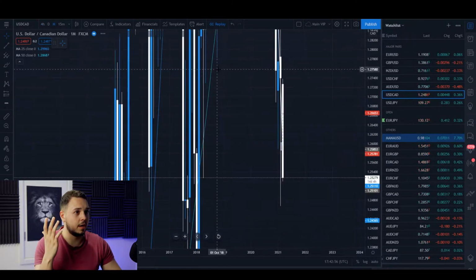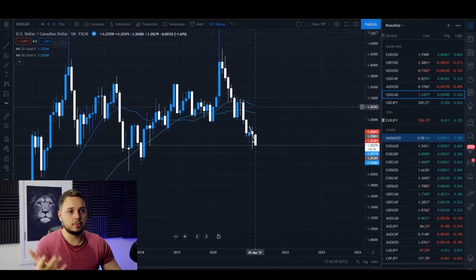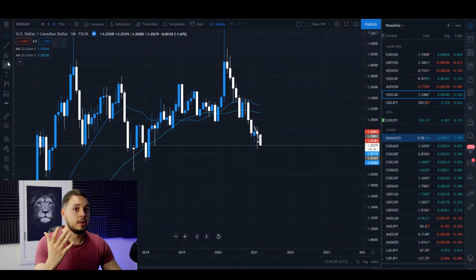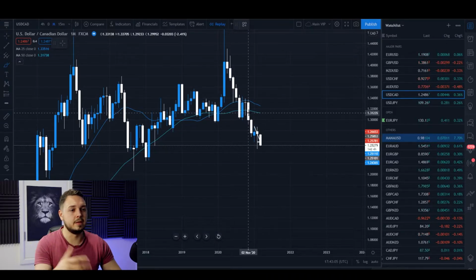I had to have a look at the monthly time frame. All the time I'm looking at whether it's trending towards the upside, downside, what's going on. So it recently broke out. Well, I say recently, a couple of months ago.